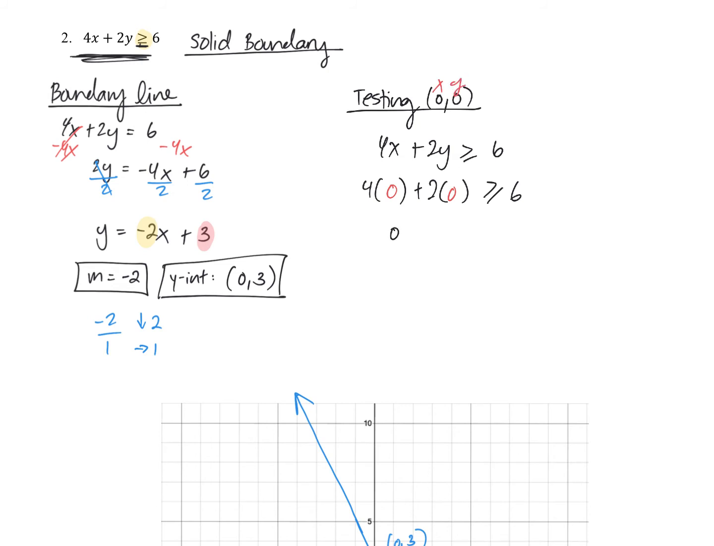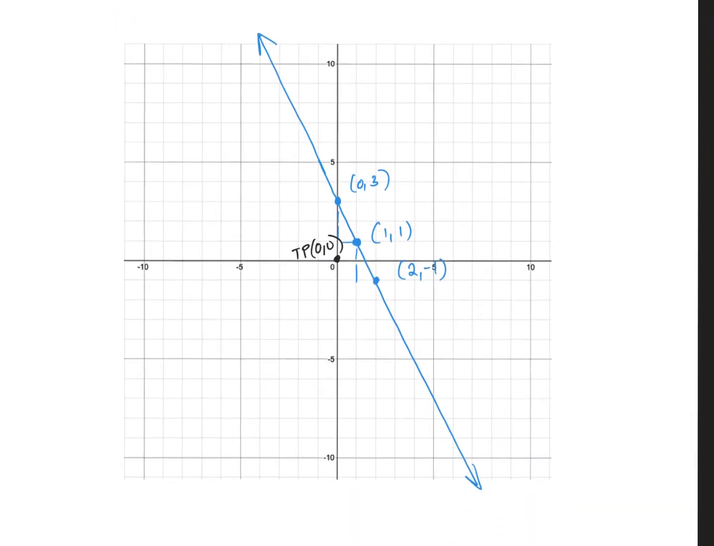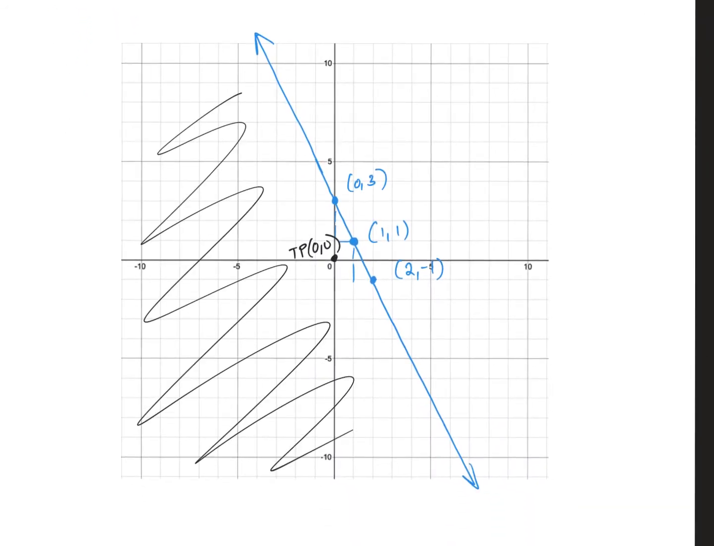So 4 times 0 is 0, plus 2 times 0 is 0. Is that greater than or equal to 6? Is 0 greater than or equal to 6? I'll go ahead and put my question mark. The answer is no. This is a false statement. 0 is not greater than or equal to 6. Go ahead and box my answer. That's false. So that means all the values on this side are not going to be true, which means the values on the other side will be true.